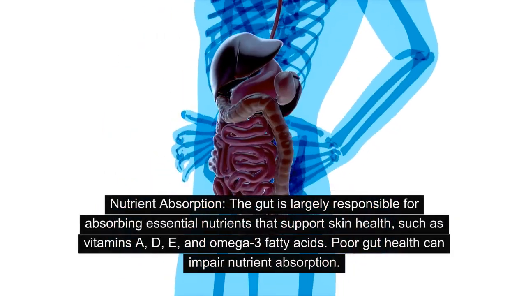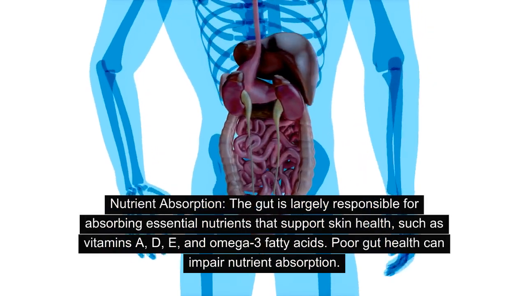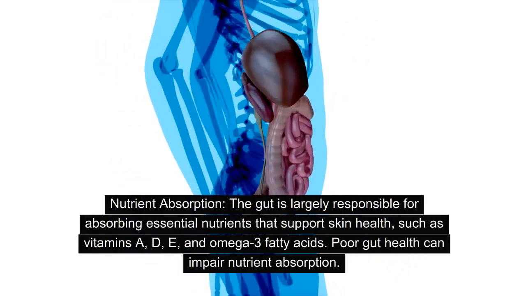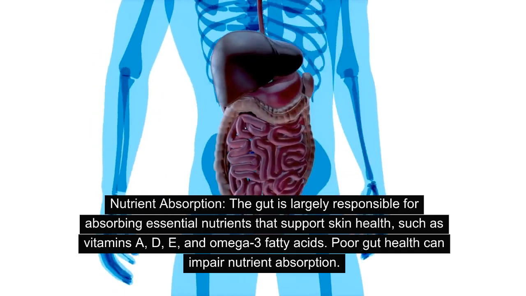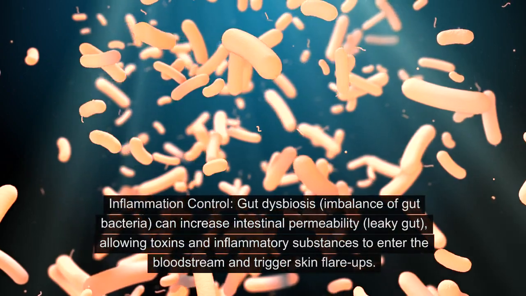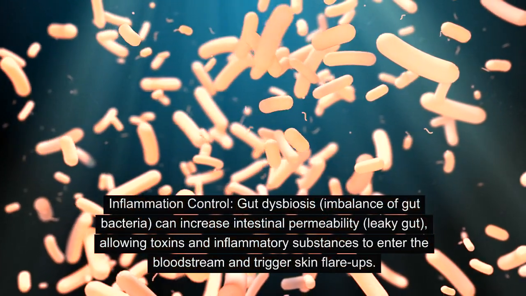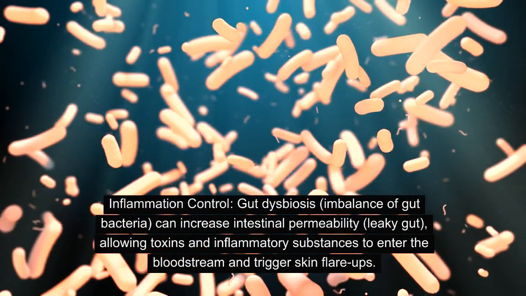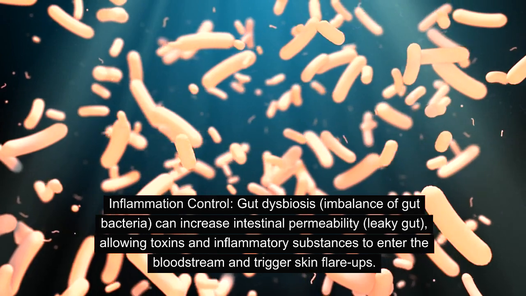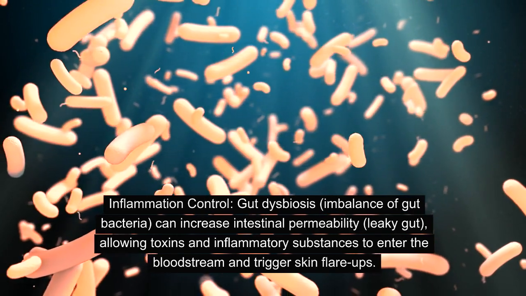Nutrient absorption. The gut is largely responsible for absorbing essential nutrients that support skin health, such as vitamins A, D, E, and omega-3 fatty acids. Poor gut health can impair nutrient absorption. Inflammation control. Gut dysbiosis, imbalance of gut bacteria, can increase intestinal permeability, leaky gut, allowing toxins and inflammatory substances to enter the bloodstream and trigger skin flare-ups.